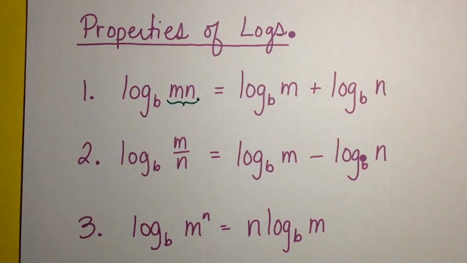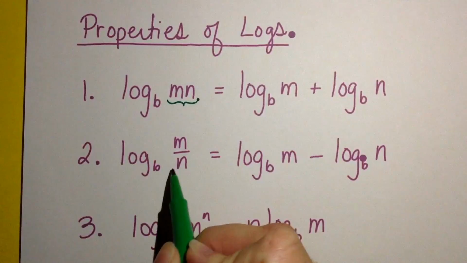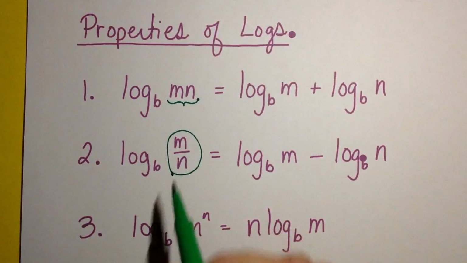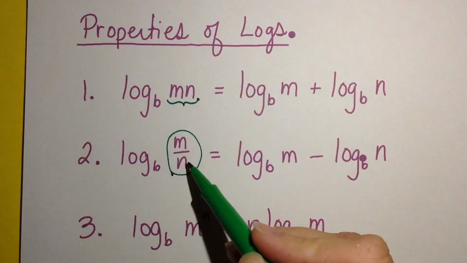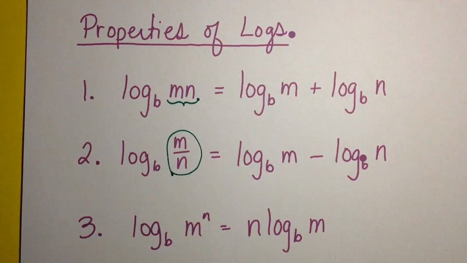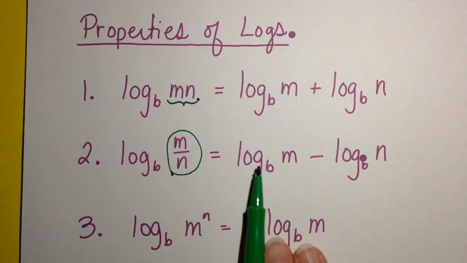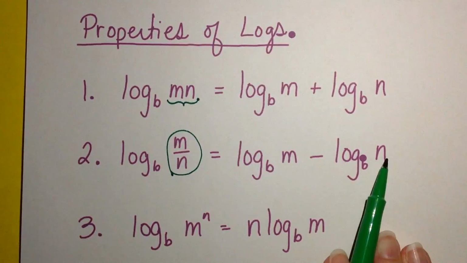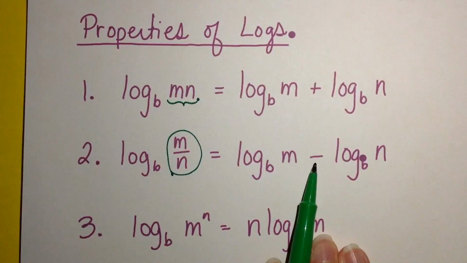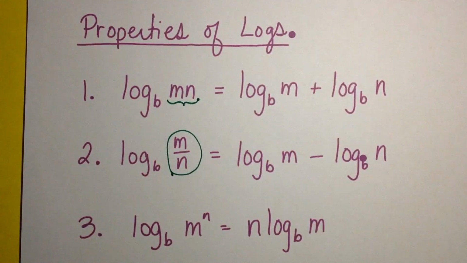The second property is referred to as the quotient property, because what you're looking at with your argument is a fraction, so you have m divided by n. When you have division, again, it's thought of as splitting it up, but you do log base b of your numerator, then log base b of your denominator, but in this case you have to put subtraction between the two terms.